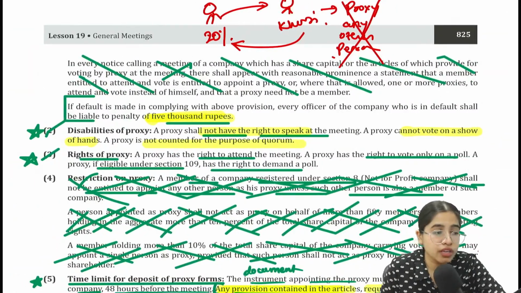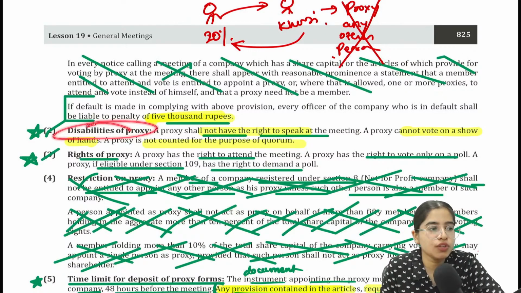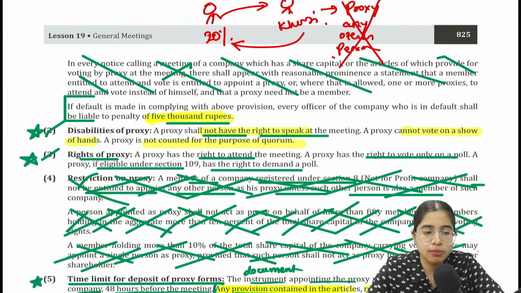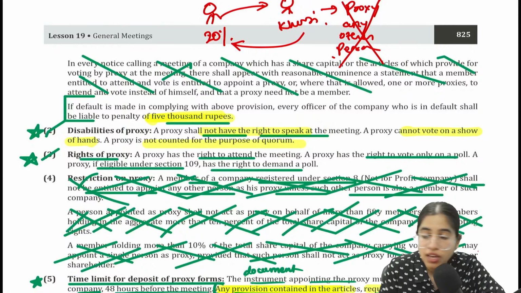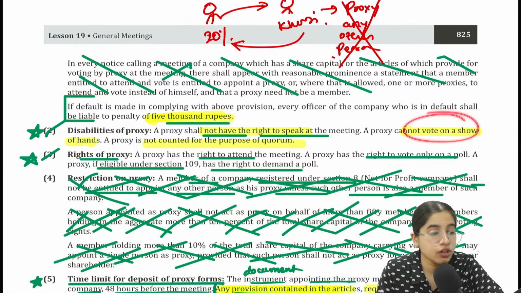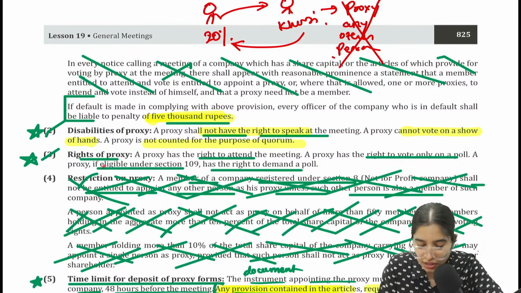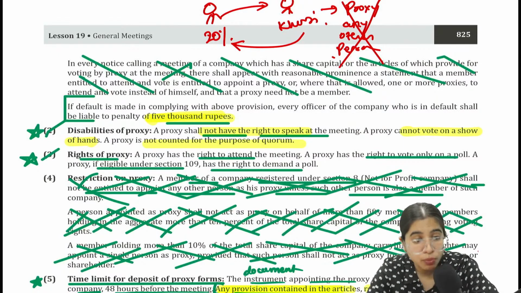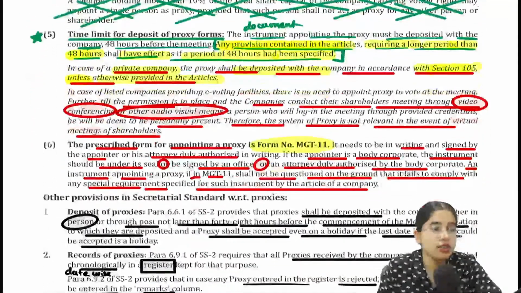So there's one point given about what are the disabilities of proxy, meaning there are certain things which proxy cannot do. Proxy has no right to speak at the meeting. You are not the member, so you cannot speak at the meeting. Proxy also cannot vote on show of hands. Also, proxy is not counted for the purpose of quorum. What are the rights of proxy? The right to attend the meeting, right to demand a poll, and right to vote on poll. So these are all the rights of the proxy.